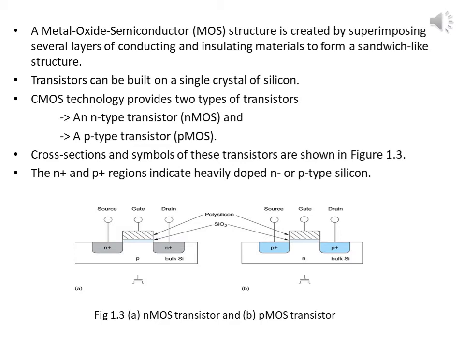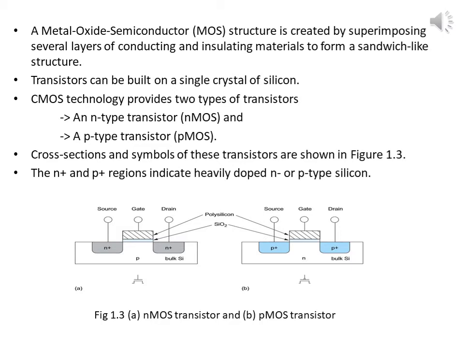Its body is generally grounded, so the PN junction of the source and drain to body are reverse biased. So if the gate is also grounded, then no current flows through the reverse bias junctions and the transistor is said to be in off condition.